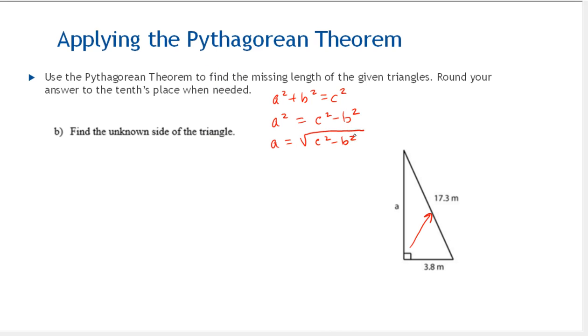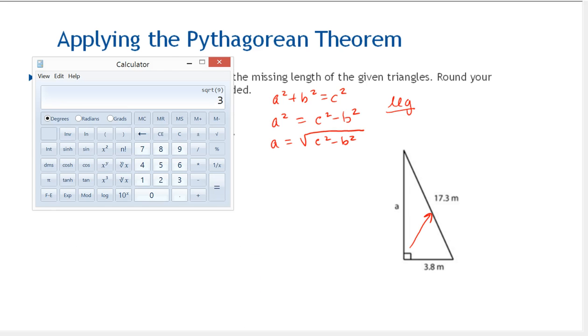So you'll be provided these formulas on exams, but you should be familiar with which one to use and how to use it. Again, we could have called this A and B or B and A. It doesn't matter which leg you're missing or what it's labeled as. If you're looking for a leg, you use this formula. So A equals the square root of 17.3 squared minus 3.8 squared. Now I'm going to put this in the calculator.